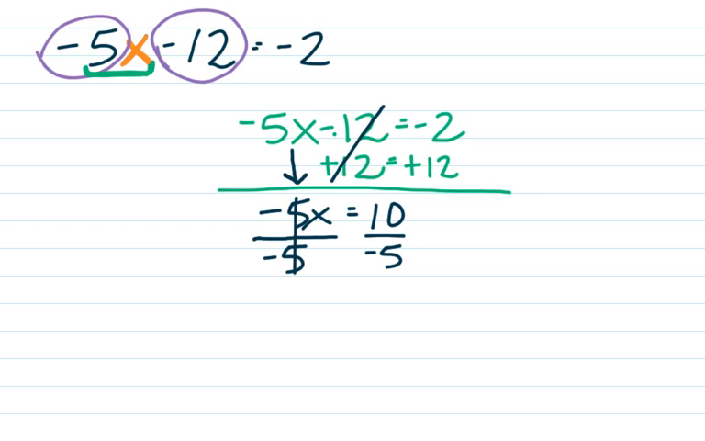Negative and a negative make a positive, and 5 over 5 is 1. Negative, remember, use your kissy face. Negative and a positive make a negative, and 10 divided by 5 is 2. We know that 1x is just x.